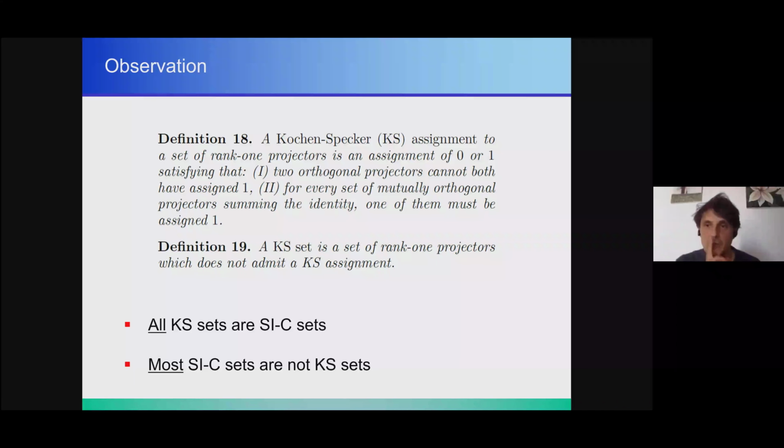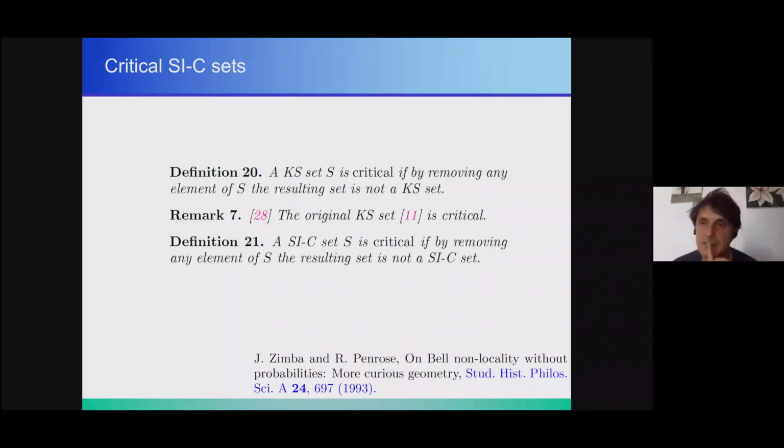Good. Then another important notion is the notion of criticality. This definition was introduced by Peres and Penrose. They said that a Kochen-Specker set is critical if by removing any element of S, the resultant set is not a Kochen-Specker set. For instance, the original Kochen-Specker set is critical.